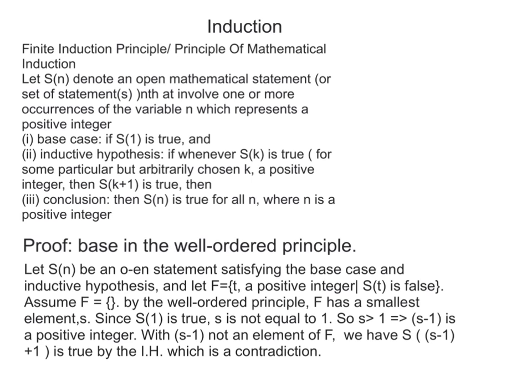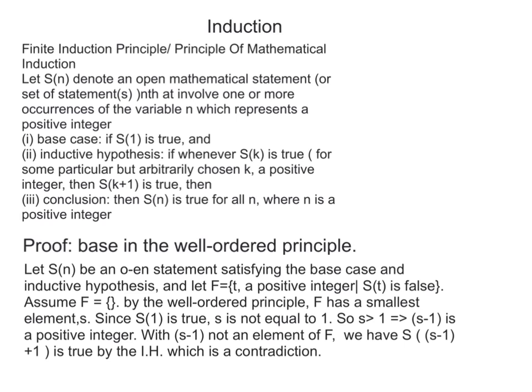Here is the finite induction principle restated, and the proof is based on the well-ordered principle. It is outlined: let S(n) be an open statement satisfying the base case and the inductive hypothesis, and let F be the set of all positive integers t such that S(t) is false. So assume that F is not the empty set. Then by the well-ordered principle, F has a smallest element. We'll call it s. Since S(1) is true, because the base case is true, it satisfies the base case.